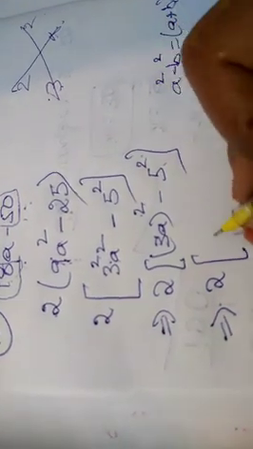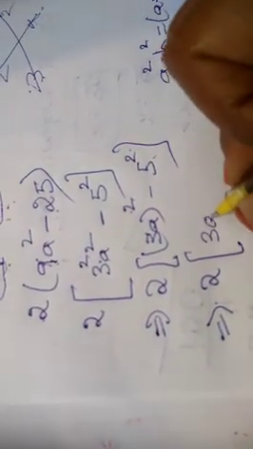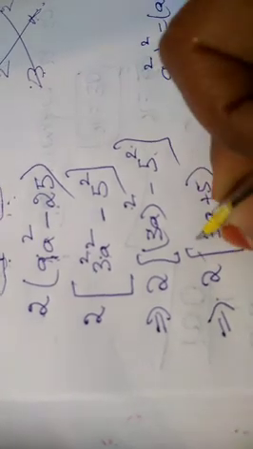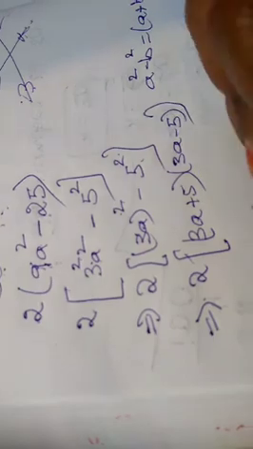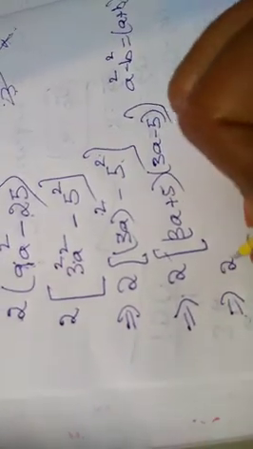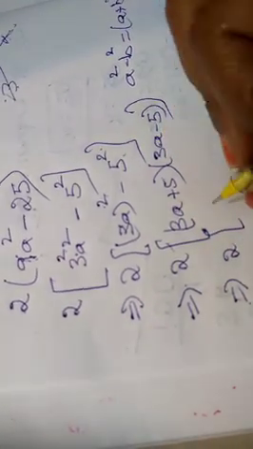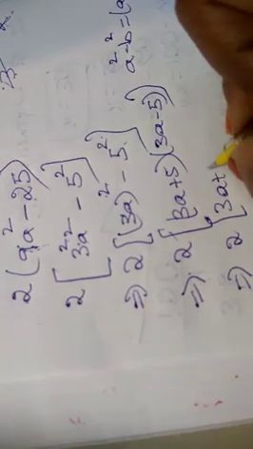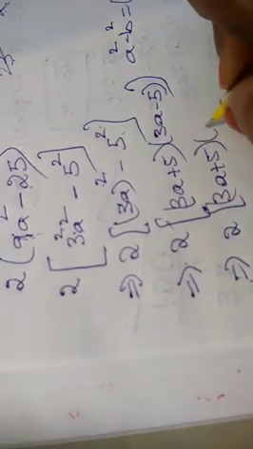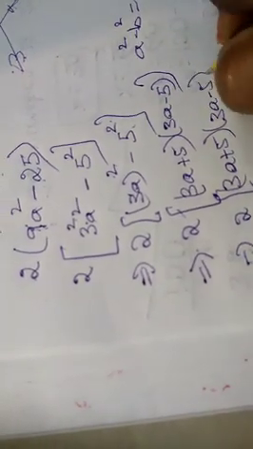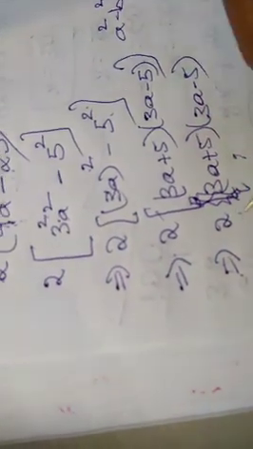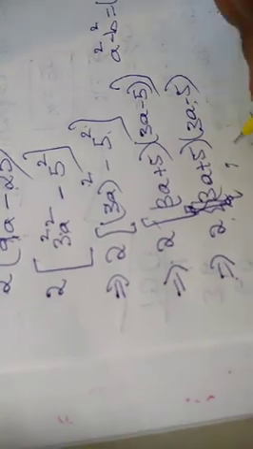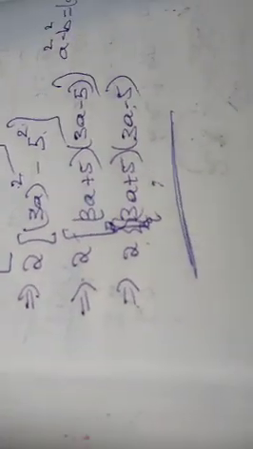Write in this way: a plus b means 3a plus 5, into a minus b means 3a minus 5. So 2 into (a plus b) into (a minus b), which is nothing but (3a plus 5) into (3a minus 5). This is your answer. If you want to remove this bracket, you can remove and write 2 into (3a plus 5) into (3a minus 5). This is your answer.